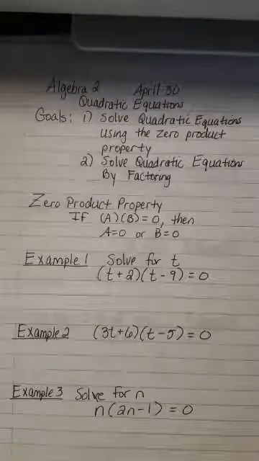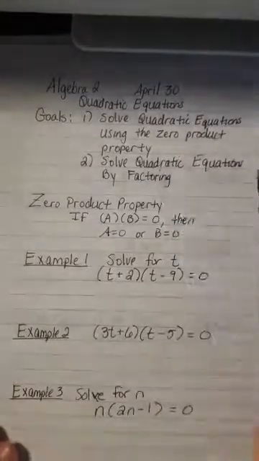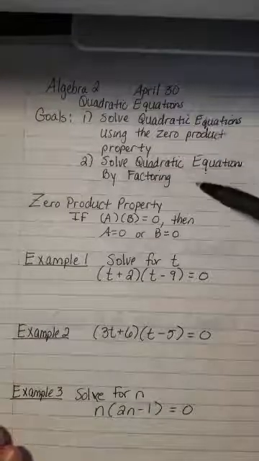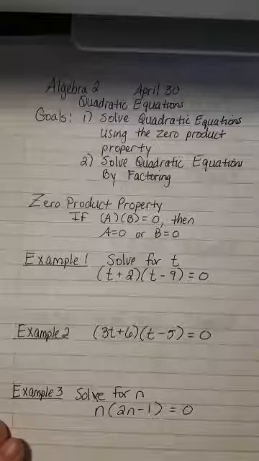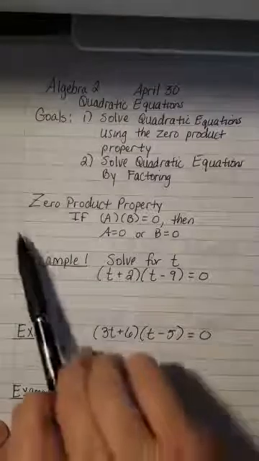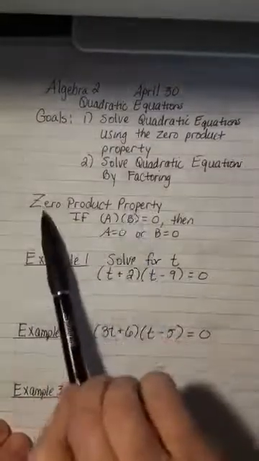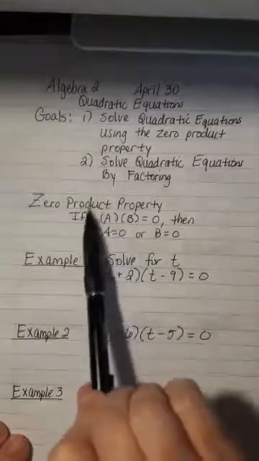Okay, so for Algebra 2, quadratic equations, we have two goals: to solve quadratic equations using the zero product property, and then that's going to lead us into our goal number 2, solving quadratic equations by factoring. So let's look first of all at the zero product property. Think about those words. Zero product. That means product indicates multiplication.